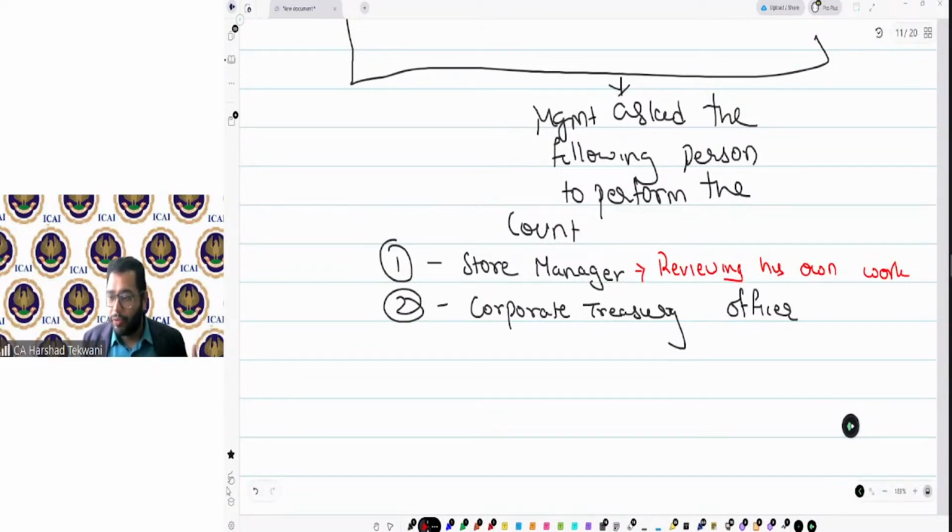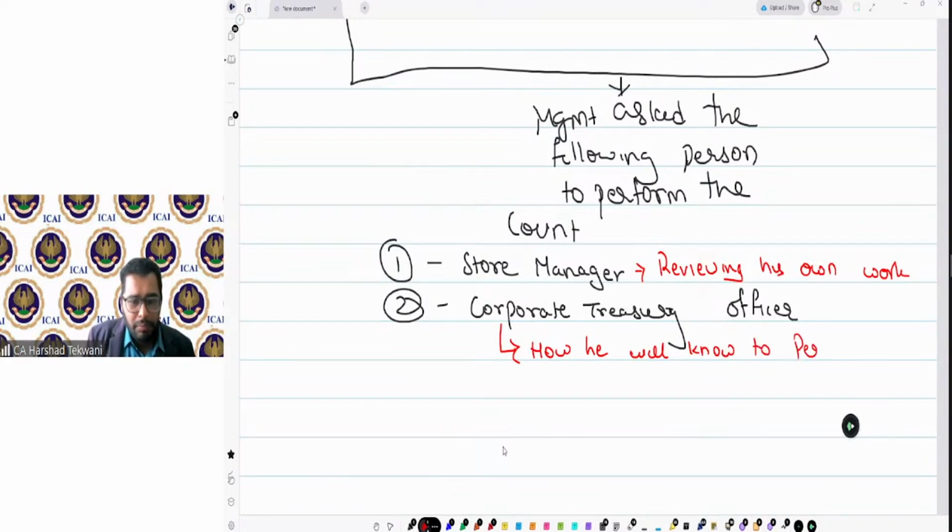Now, the second scenario, corporate treasury officer. He's a treasury officer. He deals in the bank account. How will he know how to perform the count? That is a risk for me. He is a guy who is dealing in foreign exchange, in bank accounts, in money. But how can he perform the count on the ground with the goods and items lying in the inventory?